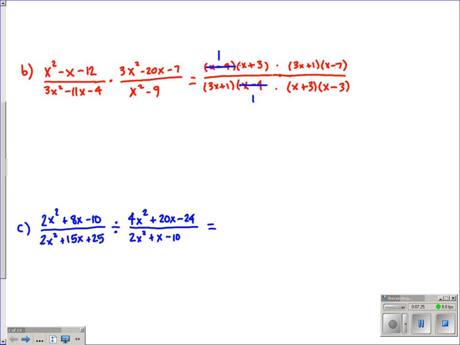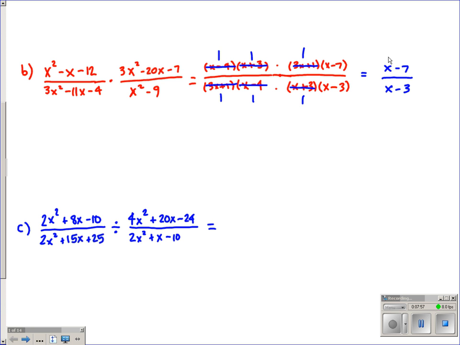We have an x plus 3, and when we divide it by this x plus 3, that gives us a value of 1. We also have the 3x plus 1 and the 3x plus 1. So we get 1 times 1 times 1 times the quantity of x minus 7 gives us x minus 7 in our numerator. And then multiplying the 1s times our last quantity here, we end up with x minus 3.